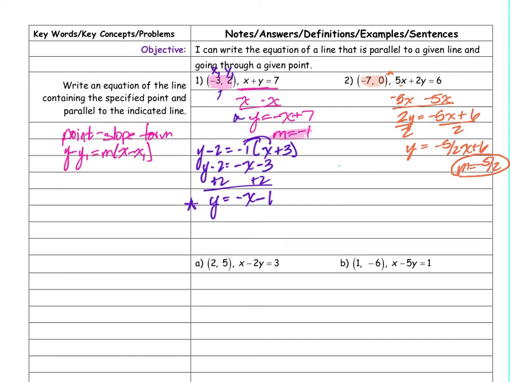So I get y minus 0 equals negative 5 halves times x plus 7. And now if I'm going to write it in slope-intercept form, I get y equals negative 5 halves x minus 35 halves. Done. Is there any questions?